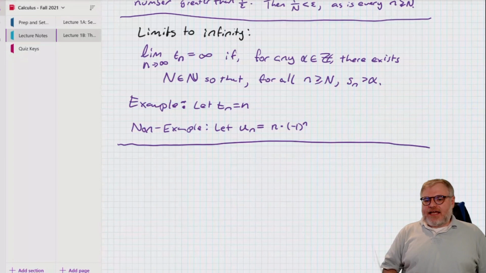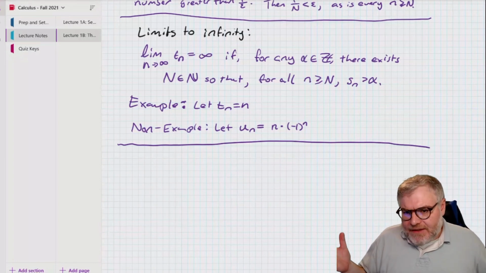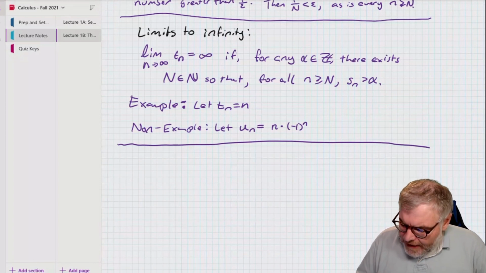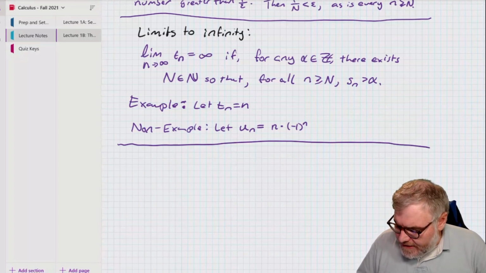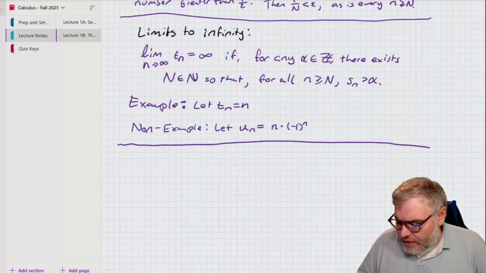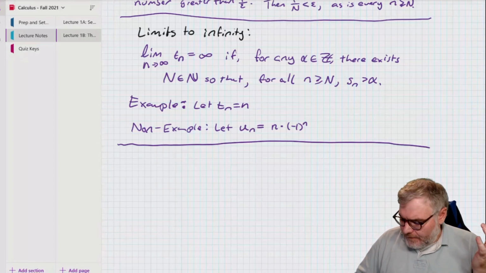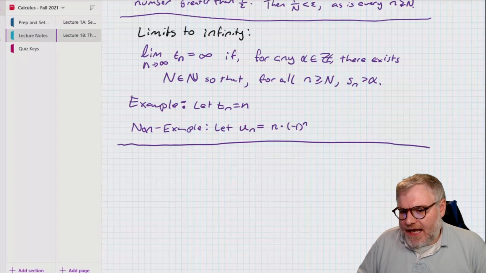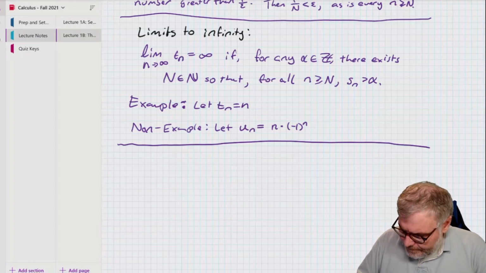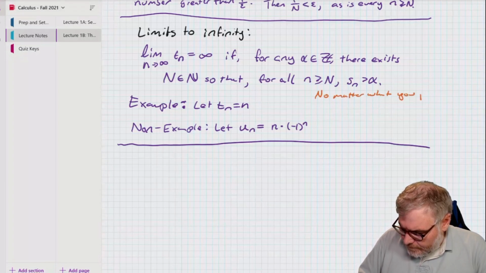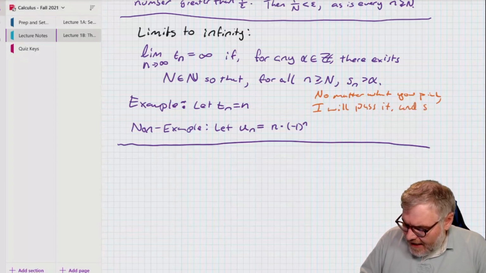We're going to say that the limit as n goes to infinity of some sequence tn equals infinity if, for any integer alpha, there exists some natural number N, so that for all n greater than N, tn is greater than alpha. Okay, so there's this idea that no matter what you pick, I'm going to keep going up. Really, that's the way you need to think of it. No matter what you pick, I keep going up. No matter what you pick, I will pass it and stay past it.